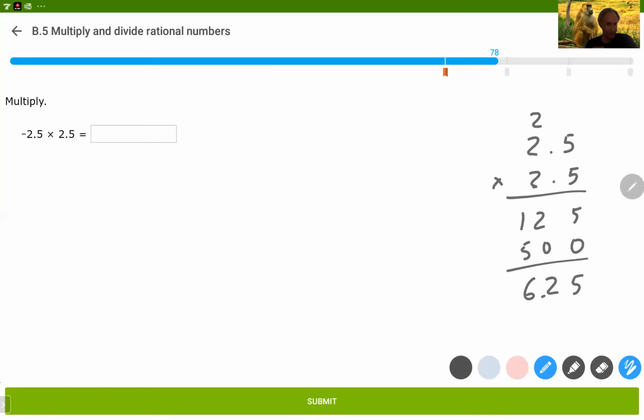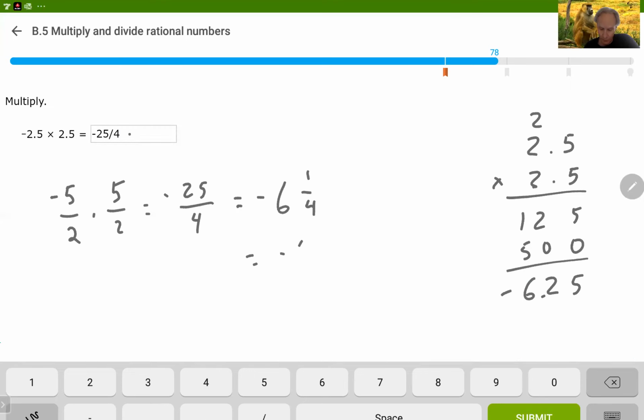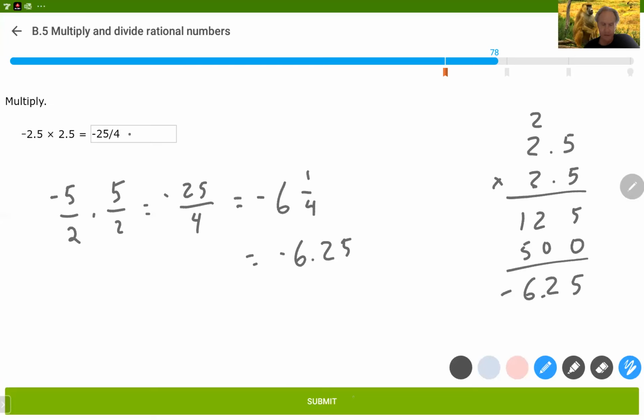I want to mention that a lot of times fractions are actually easier than decimals. Take a look. Negative 2.5 is negative 5 over 2 times 5 over 2, which is 25 over 4. Sorry, negative 25 over 4. And look what I did over here. I forgot my negative. I like the negative 25 over 4, or negative 6 1/4, or negative 6.25. All of those are perfectly acceptable.